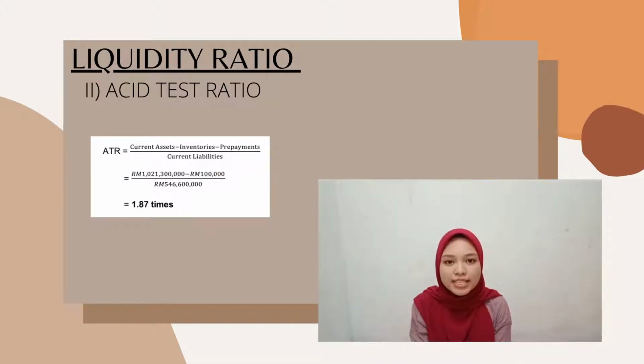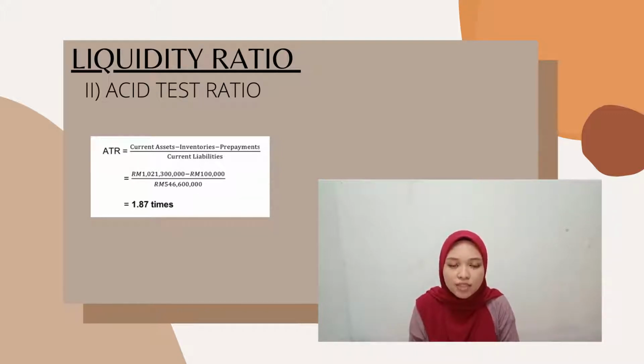The second one is the asset test ratio. The formula is current assets less inventories less prepayments divided by current liabilities. So, the amounts for the current ratio and the asset test ratio for IOI Corporation Berhad are the same as the company does not have inventory. As the asset test ratio is also under the industry average, we can say that the company is unable to pay its current liabilities without liquidating its assets.